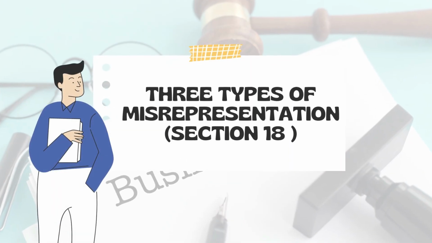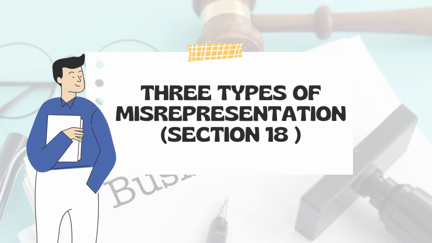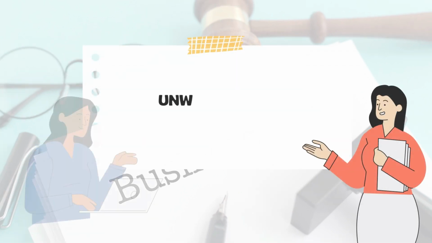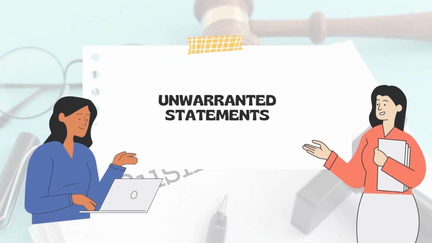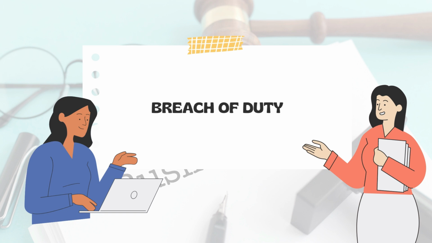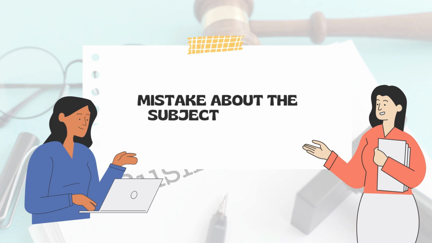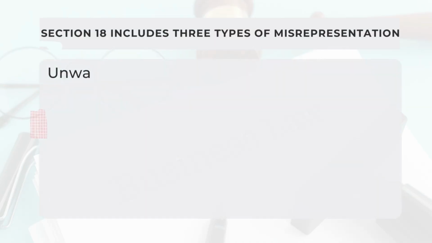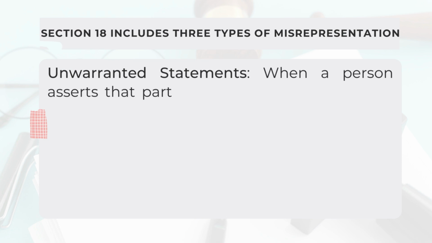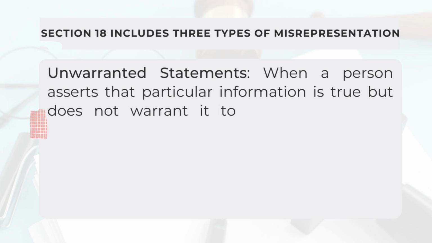Section 18 includes three types of misrepresentation. One is the unwarranted statement, second, breach of duty, and third, mistake about the subject matter. Let us understand what these three types of misrepresentation are. Unwarranted statements are when a person asserts that particular information is true, though it is not true, though it is false. This is a misrepresentation.